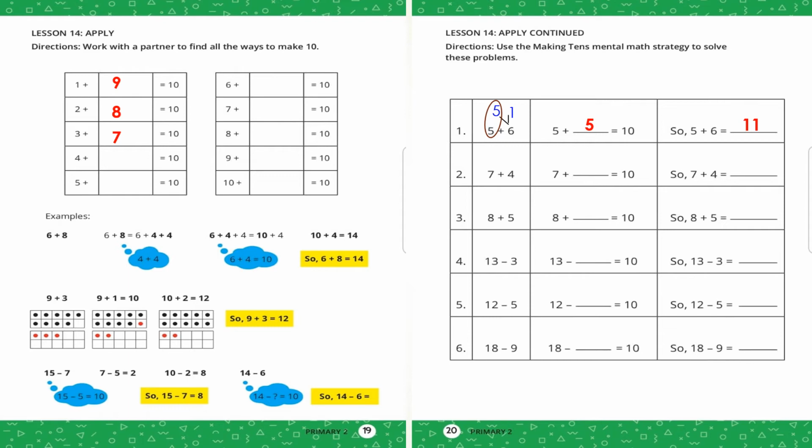The next problem, 7 plus 4. Look at 7. 7 is very weak. It needs to be superhero. It needs to be Mr. 10. So 7 needs what? 7 needs 3 to be Mr. 10. Okay? 7 will go to 4 and ask it, 4, can you please give me 3?